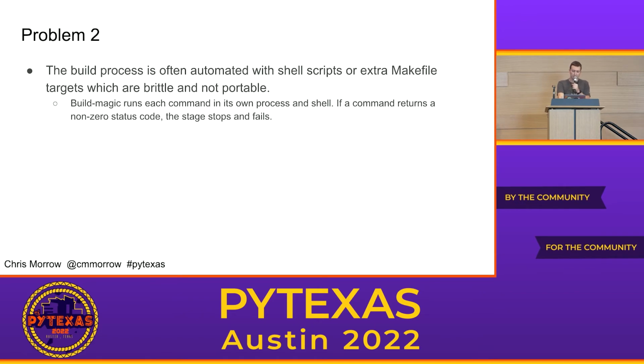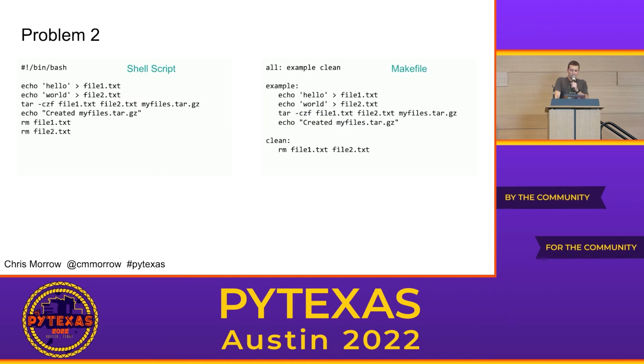So let's look at an example. On the left, I've got a shell script. On the right, a Makefile, and they both do the exact same thing. I'm taking the string hello, writing it to file1.txt, the string world, writing it to file2.txt. Then I archive them using tar, and then I print created myfiles.tar.gz, and then remove the files. Okay, so that's pretty simple, but if you're looking carefully, you might notice there's a mistake up here.